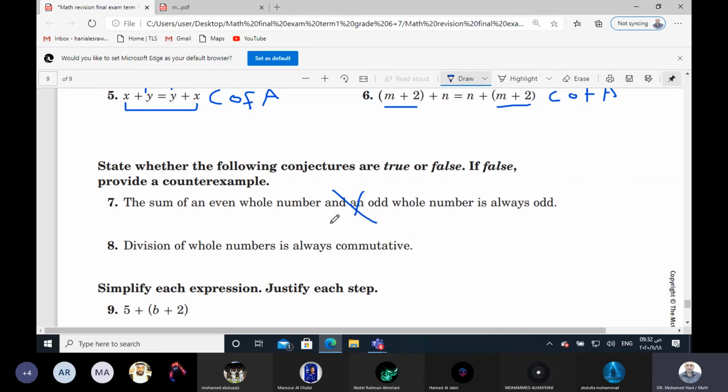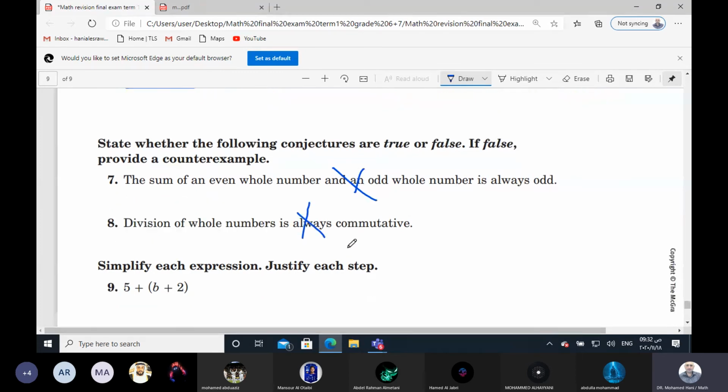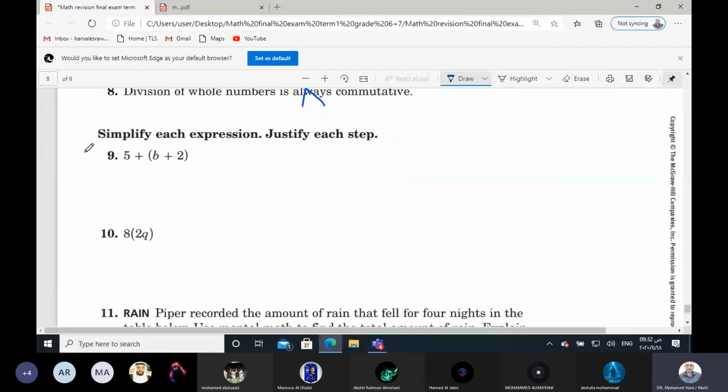No need for number 7, no need for number 8. Here we have 2 important questions, 9 and 10.